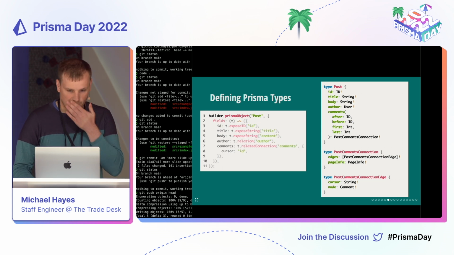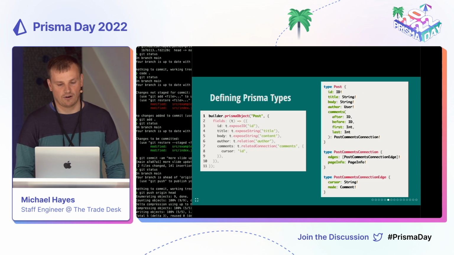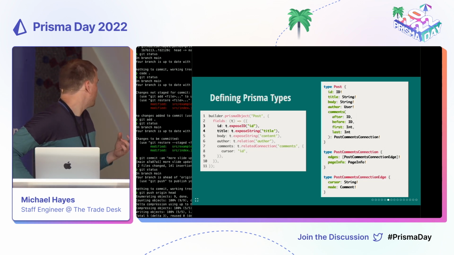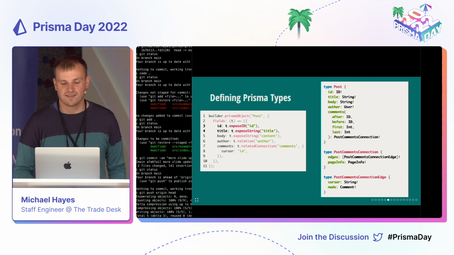So the first thing we're doing here is we're creating a new object type in our GraphQL schema for our post model. And then again, we just pass in a fields function that is going to define the fields that are available on that type. Here we're defining ID and title. I don't know if it's obvious what I'm highlighting. Hopefully it's somewhat visible.